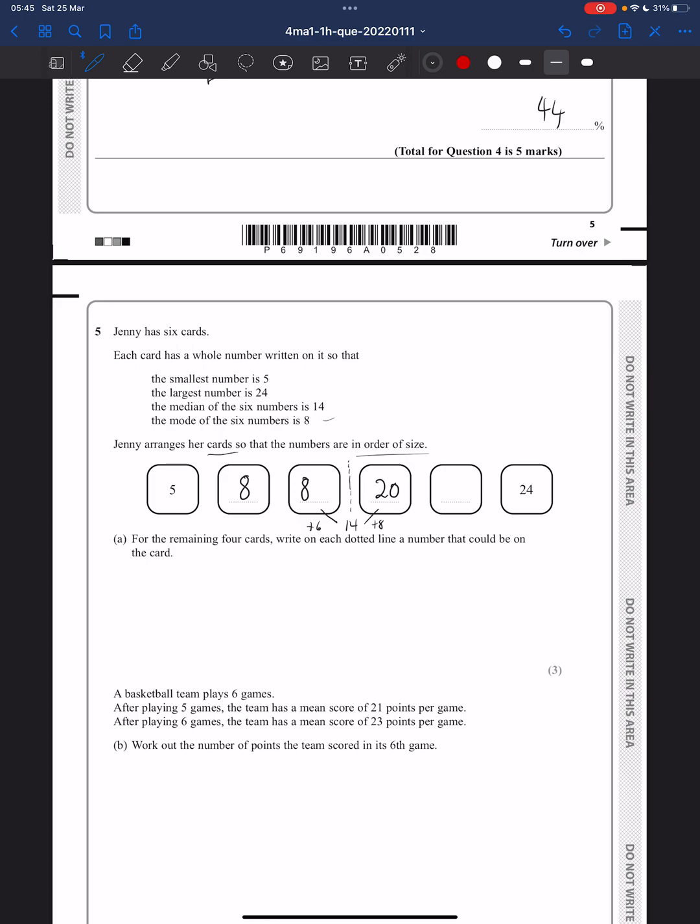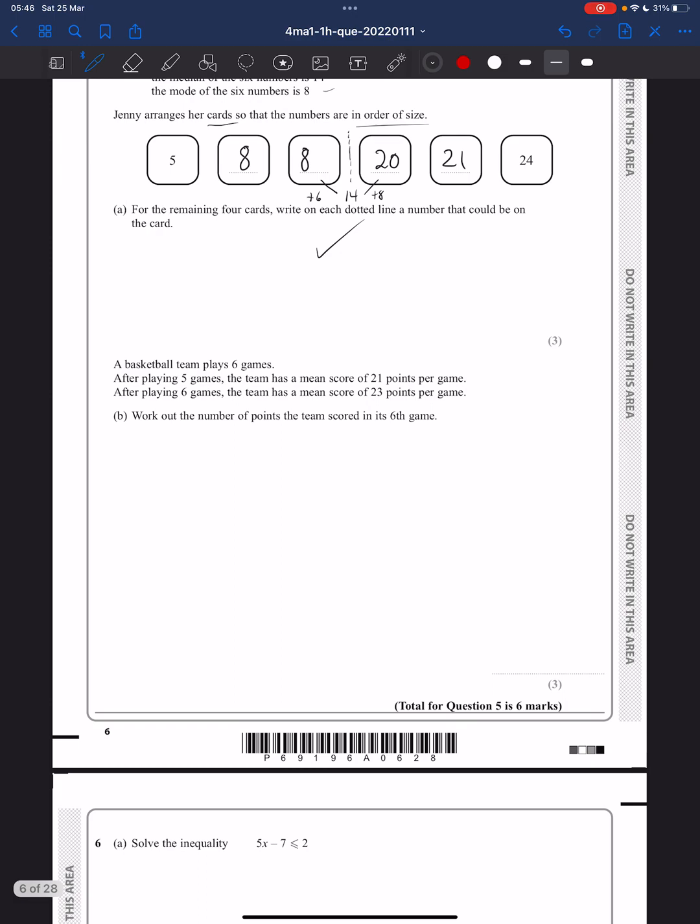Okay. And then anything else? I don't think we can put anything we like in there now. Smallest 5, largest 24. Median is 14. So if you look, 8 plus 20, and it's because it's 6 numbers, so 14 is the middle of the middle pair. So they have to add up to 28 so that they get half to be 14. And the mode of the 6 numbers is 8. Yeah, so we can put anything we like in there. 21. And it's a whole number, so don't put anything like 21.2 or anything like that. Okay, so I've done that one.